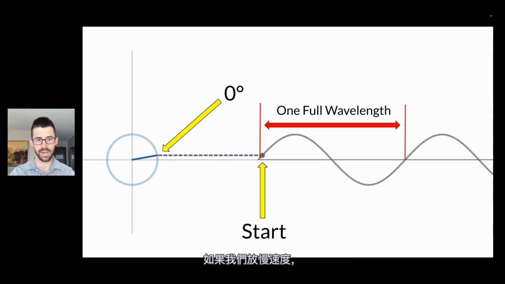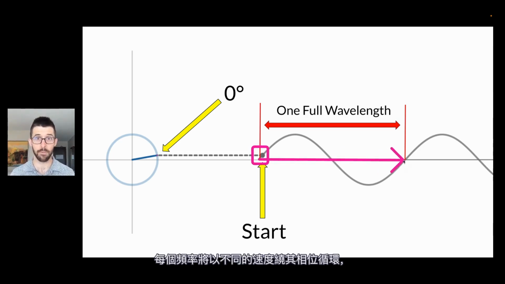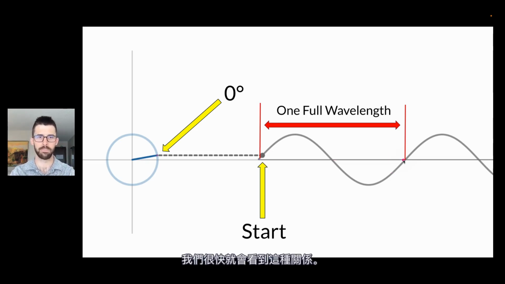So if we slow that down, here at 0 degrees or almost 0 degrees is where we start, and that is right here. And to go from this resting point going through a complete cycle, that is one full wavelength. And every frequency is going to go around its phase cycle at a different speed, thus giving us a different wavelength. So we'll look at that relationship soon.